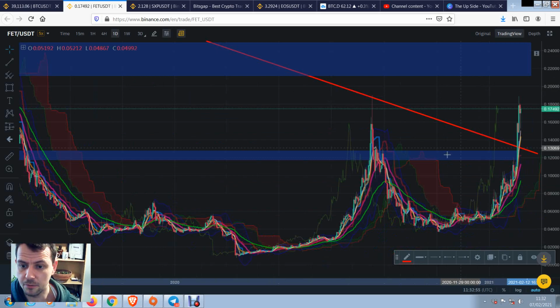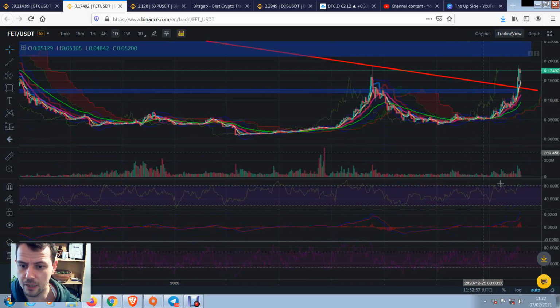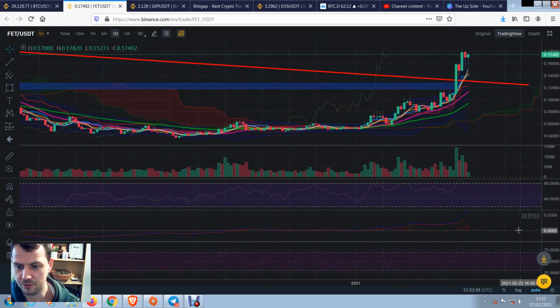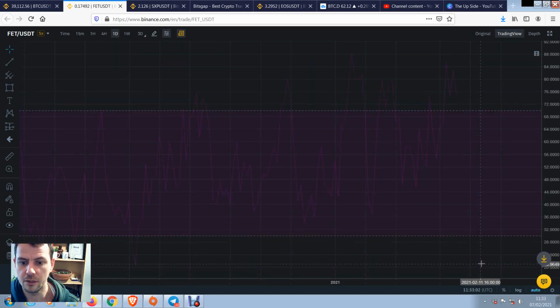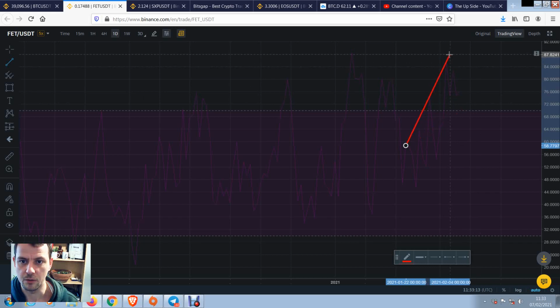So this is the deal with FET. One thing we can look at, and I was saying this on my live stream the other day, is that if you wanted to try and be clever, there is some form of structure taking place here on the RSI, allowing for yourself to get shaken out of a position if you really wanted to.